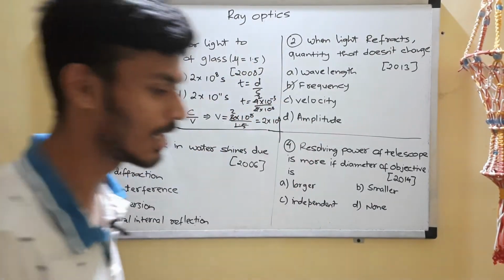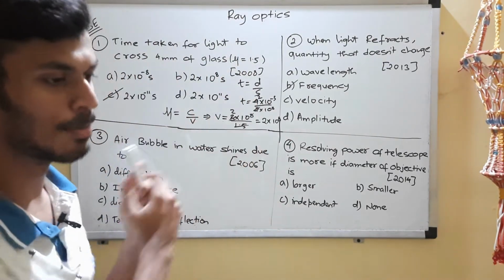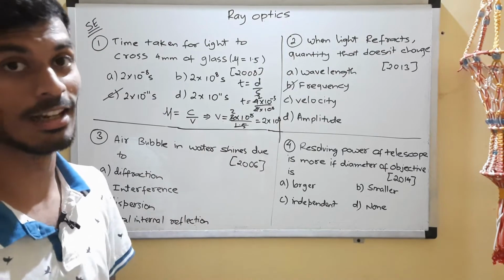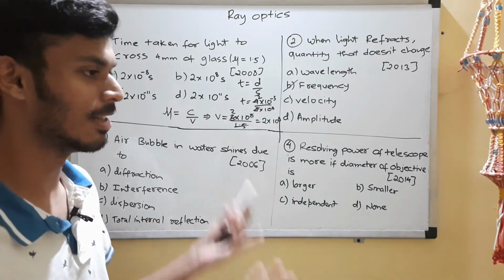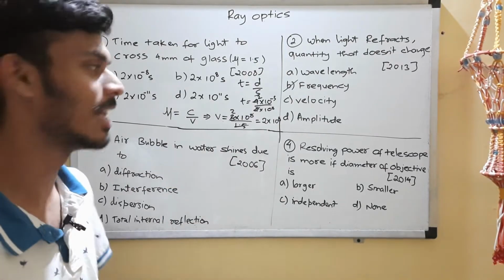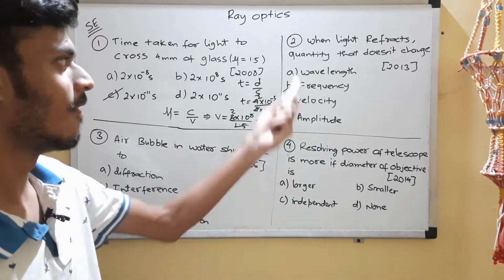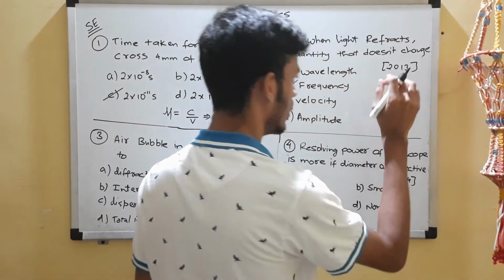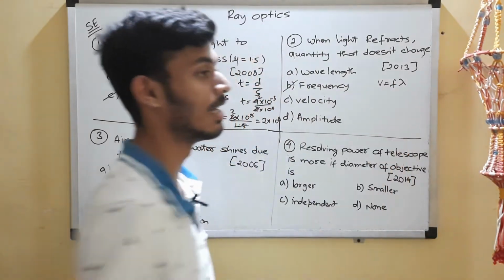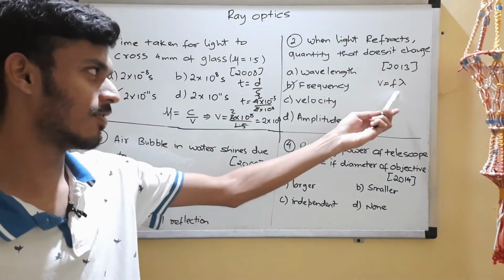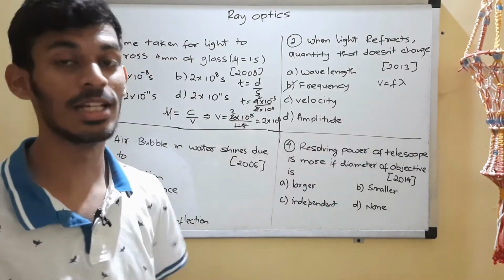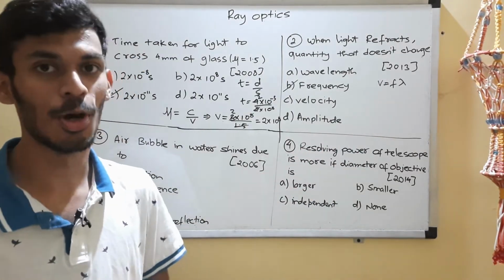Whereas if you see velocity, of course, going from one medium to another, velocity changes. In vacuum this, in glass something else, in air something else, in water something else. So velocity changes. Wavelength will also change, because if you see the relationship between velocity, frequency and wavelength, frequency is not changing, velocity is changing, which means your wavelength should also change.